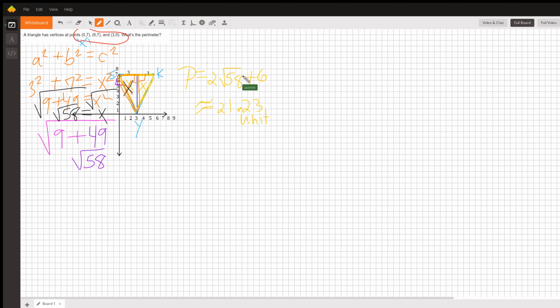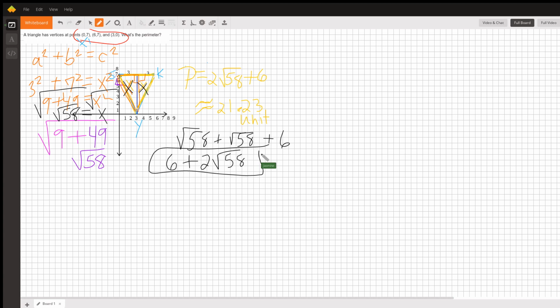And again, that's the x that's on the hypotenuse. And so we would have 2 of those, so square root of 58 plus square root of 58 plus that very long base of 6, or in other words, 2 times square root of 58 plus 6. You may see it written as 6 plus the square root of 58, so that way you can leave your radicals in the end. If you want an exact answer, that would be it. Or you could round it by using the calculator and get an approximation, and to the hundredth place, it would be 21.23 units for your perimeter.